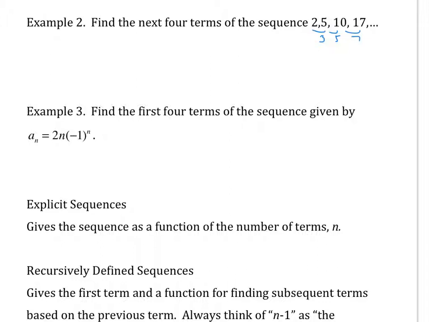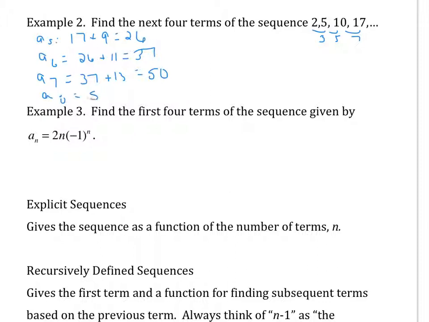If this is the 4th term, then the next one would be a sub 5. And that is going to give me 17 plus 9, which is 26. And then a sub 6 is going to give me 26 plus 11, because that's the next odd number, which is 37. And then a sub 7 is going to give me 37 plus 13, which is 50. And then a sub 8 is going to give me 50 plus 15, which is 65. So then my numbers are 26, 37, 50, and 65.